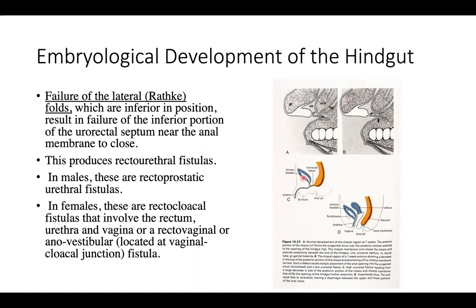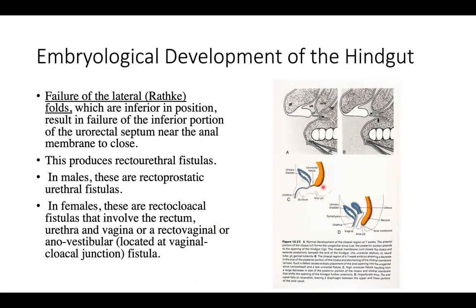So that's what happens in males. In females, you remember we said the vestibule and the urethra in females develop from the urogenital sinus, while the prostatic urethra in males develops from the urogenital sinus. So in females, you see here a rectocloacal fistula that involves the rectum. Sometimes in females, you can have a recto-vaginal fistula here.